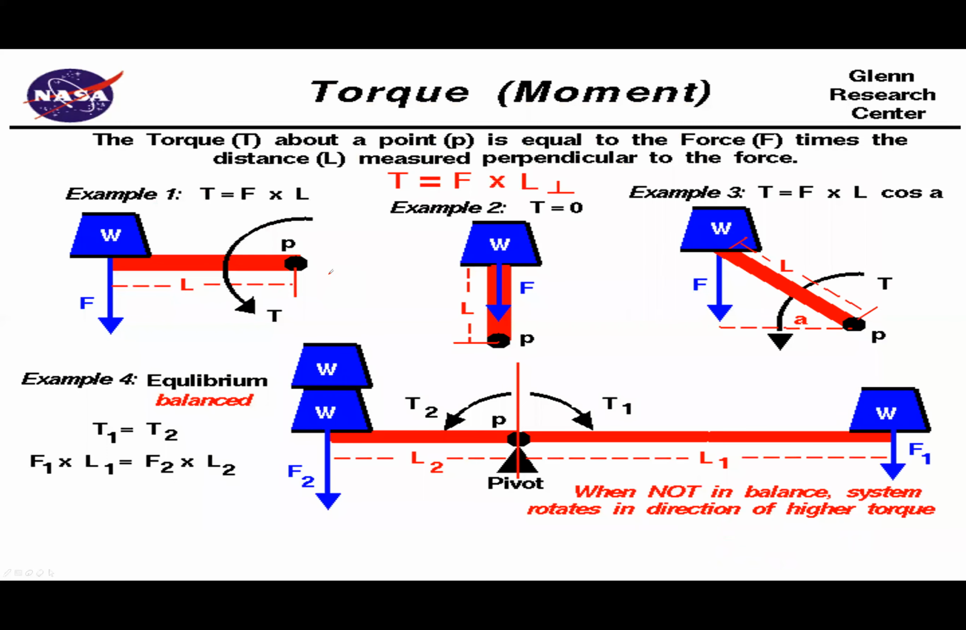Torque, moment. The torque about a point P is equal to the force times the distance measured perpendicular to the force. Torque is equal to F cross L. Here, weight is acting in this direction. This is the pivot, the point of rotation. This is the perpendicular distance. So torque will be maximum in this case.